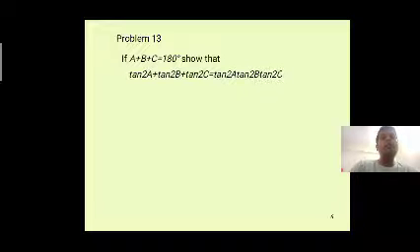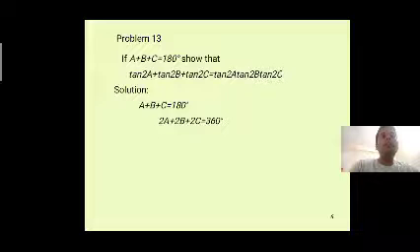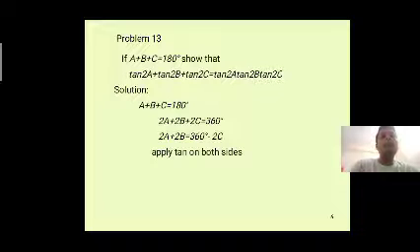Okay, now we go to problem number 13. If A plus B plus C equals 180 degrees, show that tan 2A plus tan 2B plus tan 2C is equal to tan 2A into tan 2B into tan 2C. We know that the condition is A plus B plus C equals 180 degrees. 2A plus 2B plus 2C equals what? 360 degrees. We just have to multiply by 2. Now we write 2A plus 2B equals 360 minus 2C.